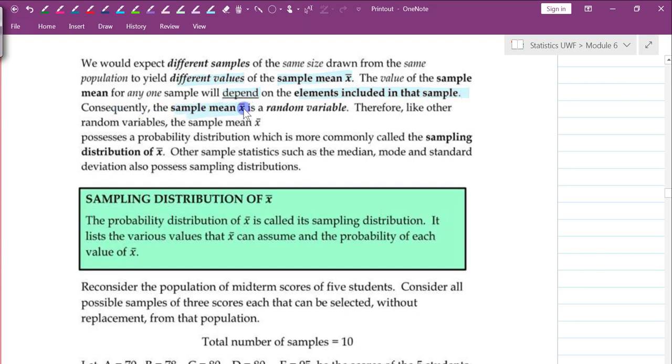Therefore, like other random variables, the sample mean x bar possesses a probability distribution, which is more commonly called a sampling distribution of x bar. In other words, other sample statistics such as the median, mode, and standard deviation also possess sampling distributions. Okay, so the probability distribution of x bar is called the sampling distribution. It lists the various values that x bar can assume and the probability of each value of x bar.